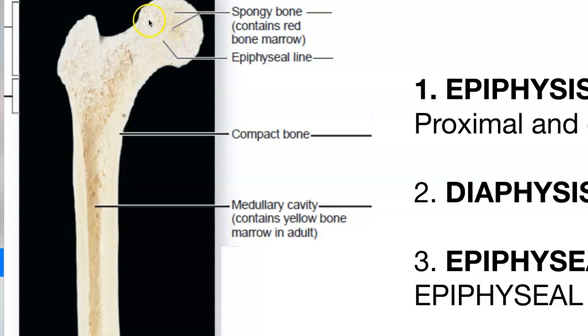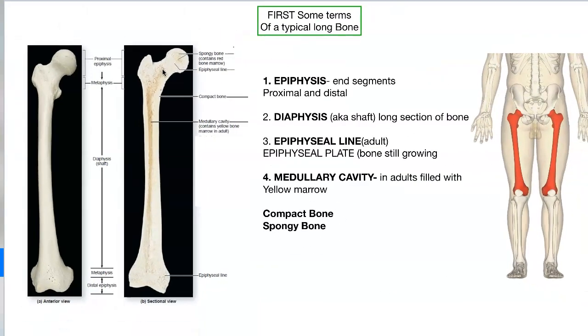When the bone was still growing, this was called an epiphyseal plate. Epiphyseal plate, aka growth plate. So when your bones are still growing, this actually is hyaline cartilage. We are going to use hyaline cartilage to form our bones. So once you stop growing, that epiphyseal plate that was once filled with cartilage, hyaline cartilage, is now filled with solid bone. So we'll talk about that a little bit later, but make sure you know epiphyseal line, the bone is no longer growing. Epiphyseal plate, aka the growth plate, the bone is still growing.